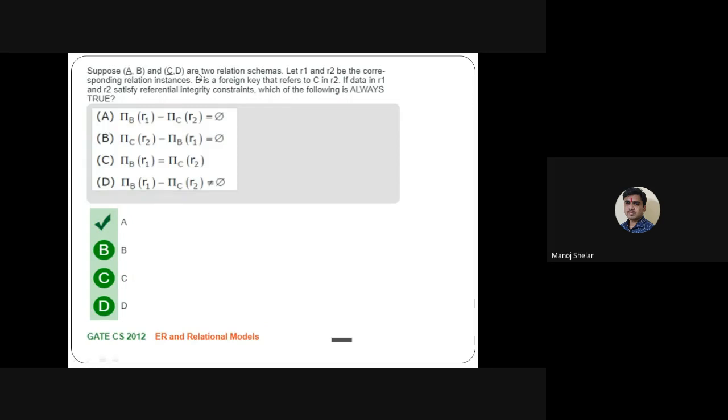Suppose A, B and C, D are two relation schemas. Let R1 and R2 be the corresponding relation instances. B is a foreign key that refers to C in R2. If data in R1 and R2 satisfy the referential integrity constraints, which of the following is always true? Pi means projection. Pi B of R1 minus pi C of R2 is equal to phi. Pi C of R2 minus pi B of R1 is phi. Pi B of R1 is equal to pi C of R2, the third option. Pi B of R1 minus pi C of R2 is phi. So the option is A.